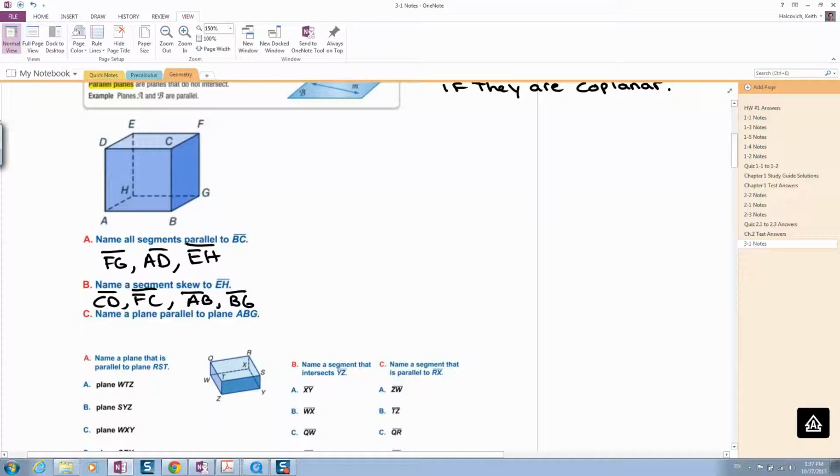Name a parallel plane to ABG. So this is the bottom of the box, so the top of the box, any of these three letters, like plane DCF.